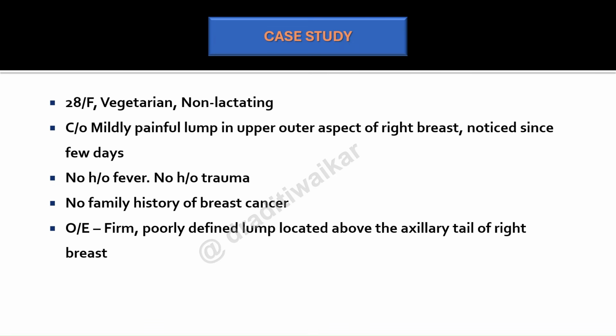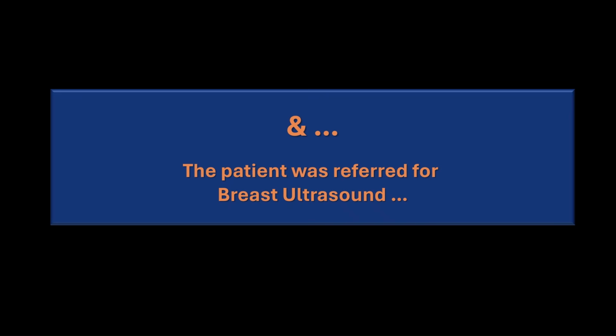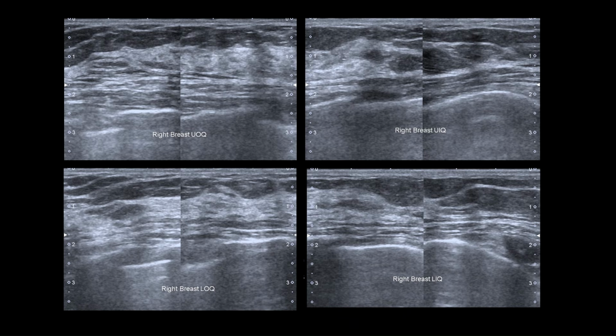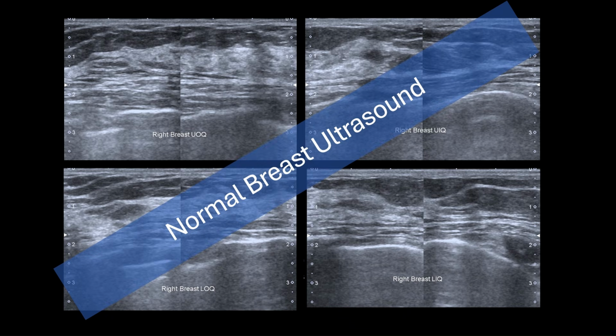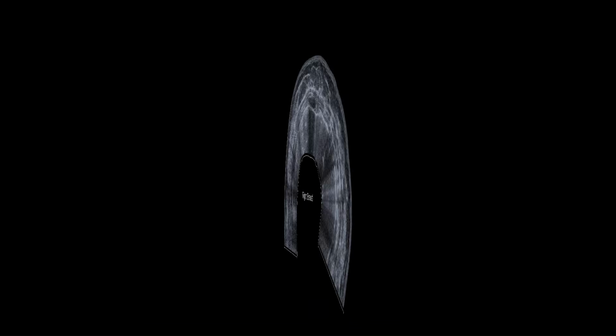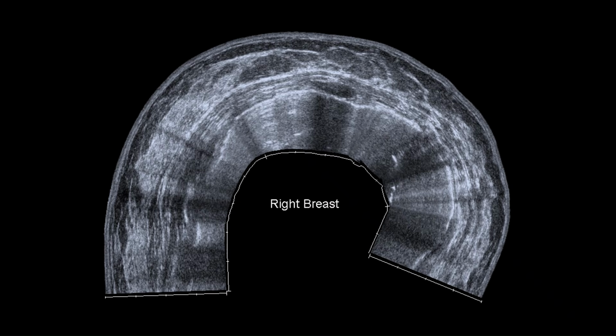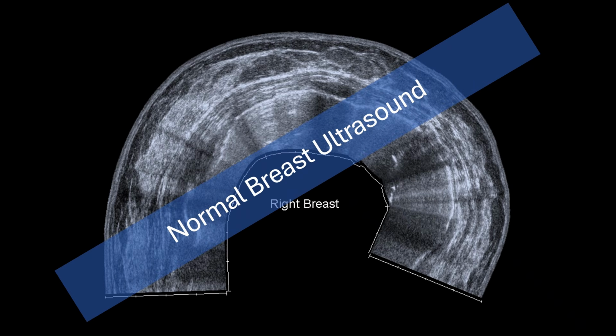On examination, there was a firm, poorly defined lump located above the axillary tail of the right breast. It was mildly tender and there were mild signs of inflammation. This patient was referred for breast ultrasound. These are the images of all 4 quadrants of the right breast, which typically show normal breast parenchyma. There was no solid or cystic lesion anywhere within the breast parenchyma.